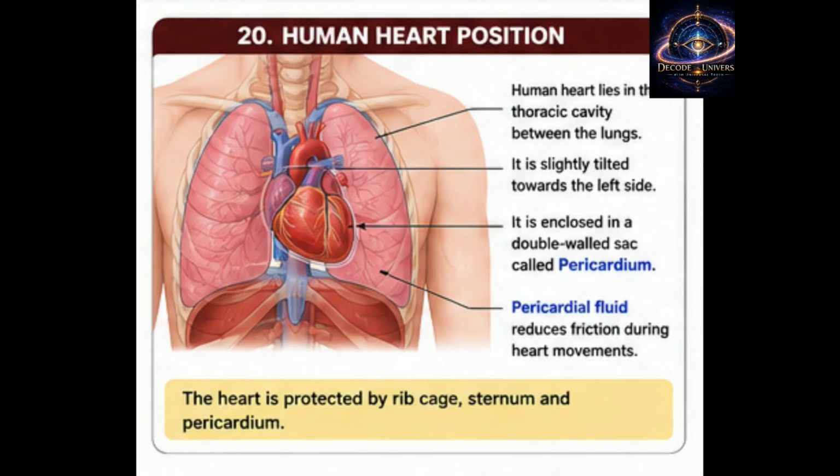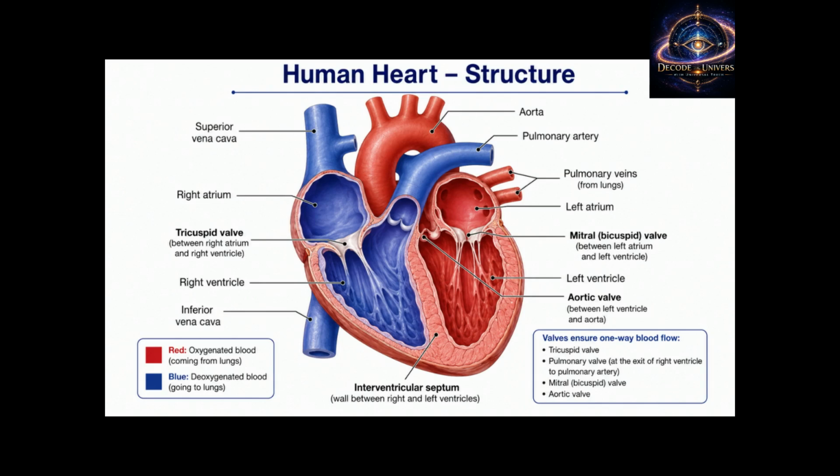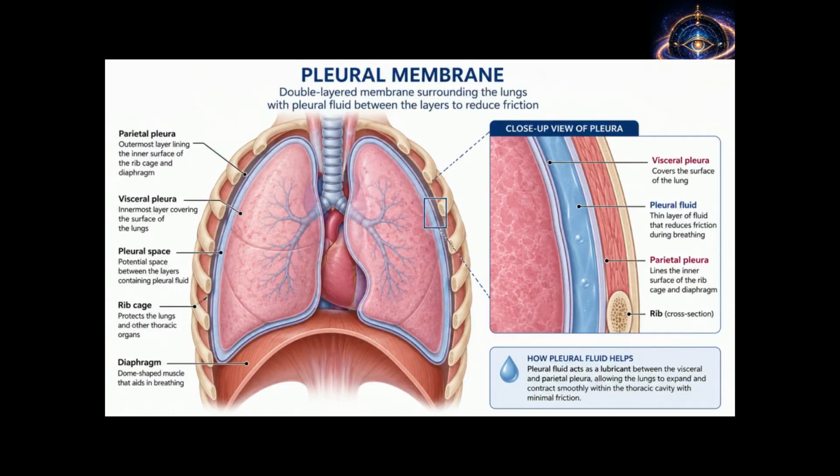14. Human circulatory system. The human circulatory system is also called the blood vascular system. It contains heart, blood vessels, blood. The heart is present in the thoracic cavity between the lungs, slightly tilted to the left. It is about the size of a clenched fist. The heart is protected by a double-walled membrane called pericardium, which contains pericardial fluid.